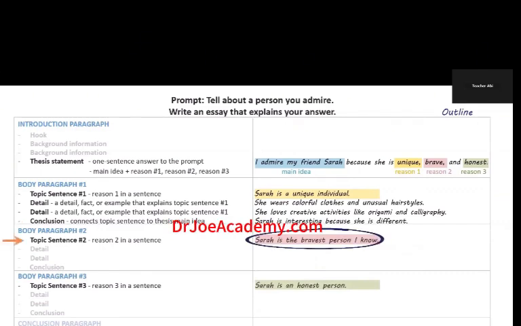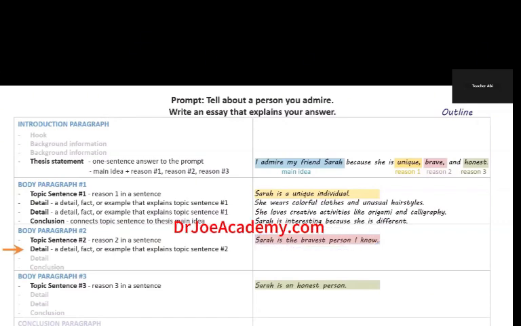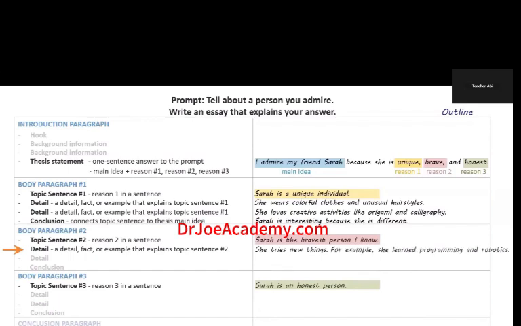Here, we need to write detail sentences that explain what I mean by that, or that prove that topic sentence is true. Remember, to do this, we use a detail, fact, example, or other information. She tries new things. That sentence explains why Sarah is brave. She doesn't just do the things she's comfortable doing every day. She tries something different that she doesn't know how to do yet. That's brave. But that sentence isn't quite enough information because when we say Sarah tries new things, the reader doesn't know what we mean. Do we mean that Sarah tries new activities like flying airplanes, moving to a new country, or something else? For example, she learned programming and robotics.